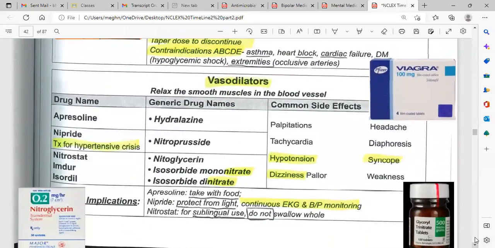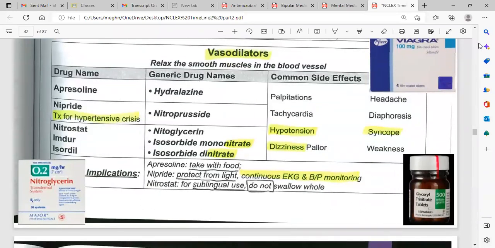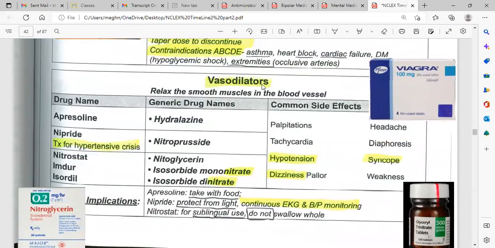Next, here is another group of drugs we most commonly use: vasodilators. So vasodilators basically relax the smooth muscle in the blood vessels. The generic drug names: hydralazine, nitroprusside, nitroglycerin, isosorbide mononitrate, isosorbide dinitrate. An easy way to remember: isosorbide dinitrate, isosorbide mononitrate. Di means two, mono means one. And nitroglycerin, nitroprusside, easy. There are visible similarities.